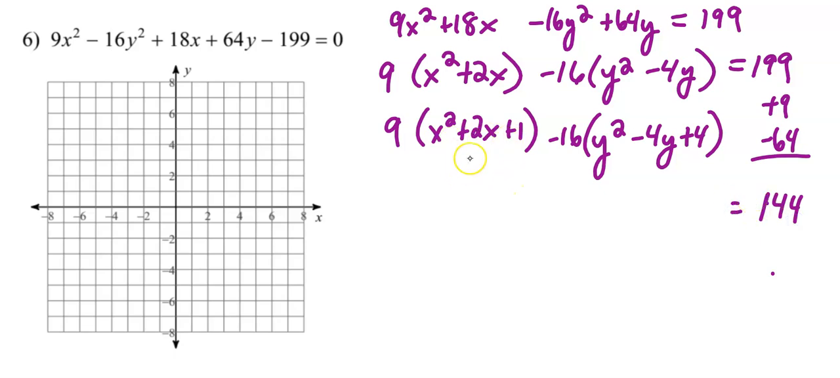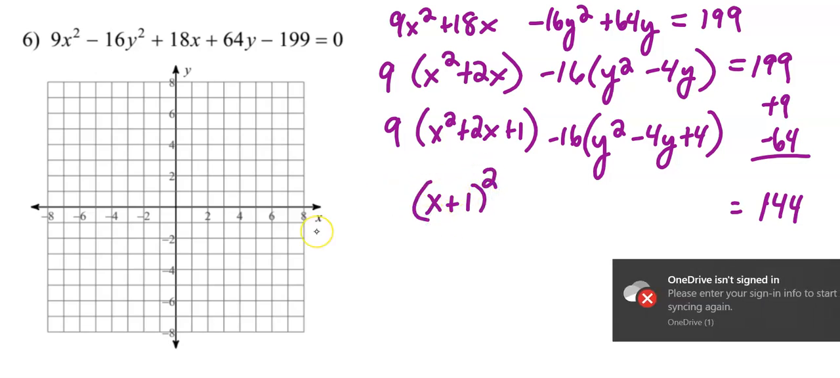And then over here, I'm going to go ahead and just factor these back. So I'm going to get x, square root of the first term. Same symbol here. Square root of the last term, 1. So it's x plus 1 squared.